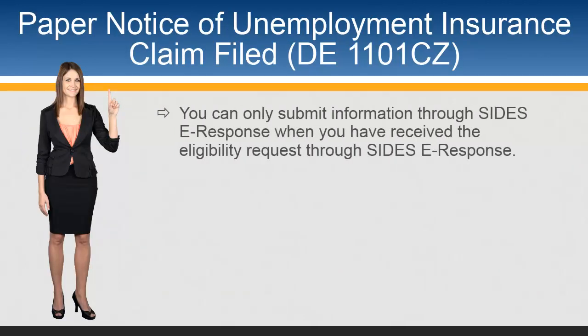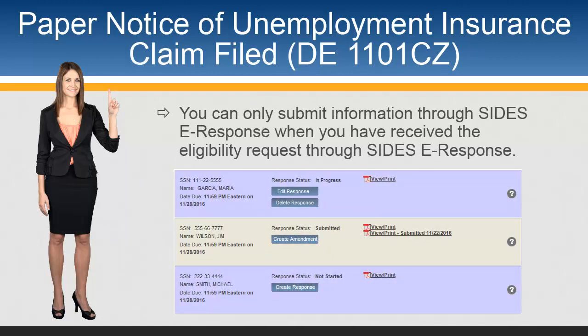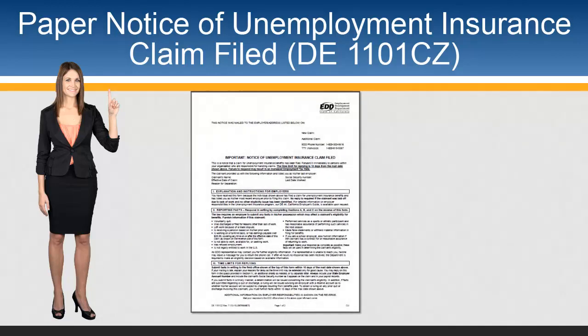You can only submit information through SIDE's eResponse when you have received the eligibility request through SIDE's eResponse. There are some exceptions when you will still receive the paper notice of unemployment insurance claim filed. If you've already received a paper eligibility request, you must complete and mail the form within 10 days.